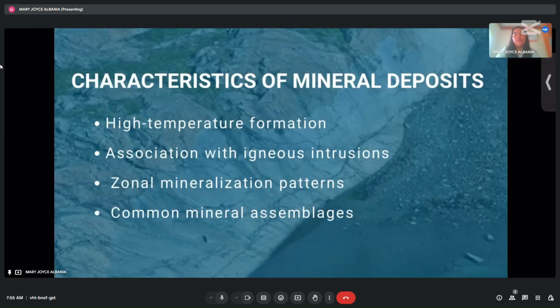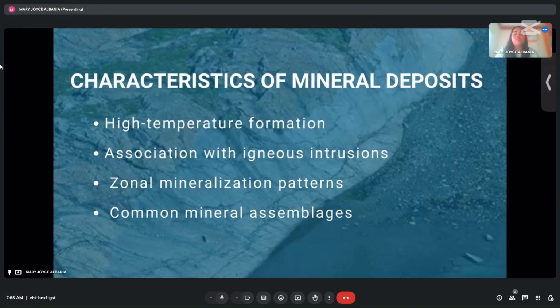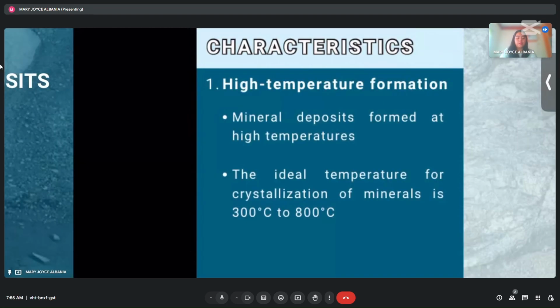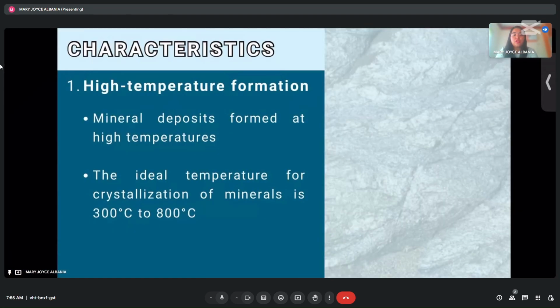Next we have is the characteristics of the mineral deposits. So for the characteristics here, we have four. We have high temperature formation, association with igneous intrusions, zonal mineralization patterns, and common mineral assemblages. So for the first one, we have high temperature formation.